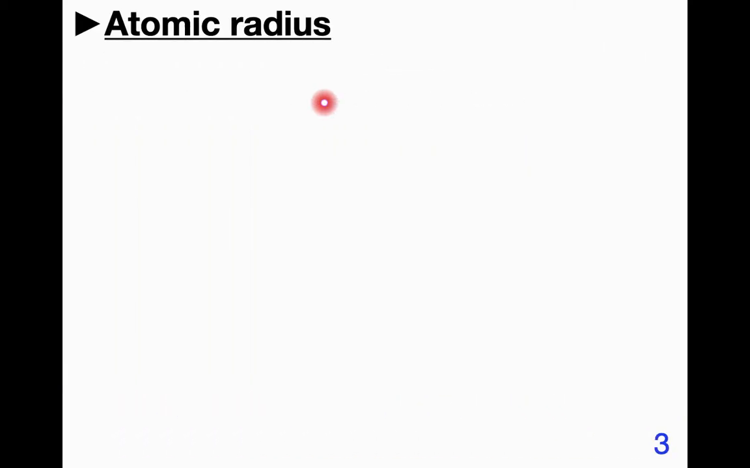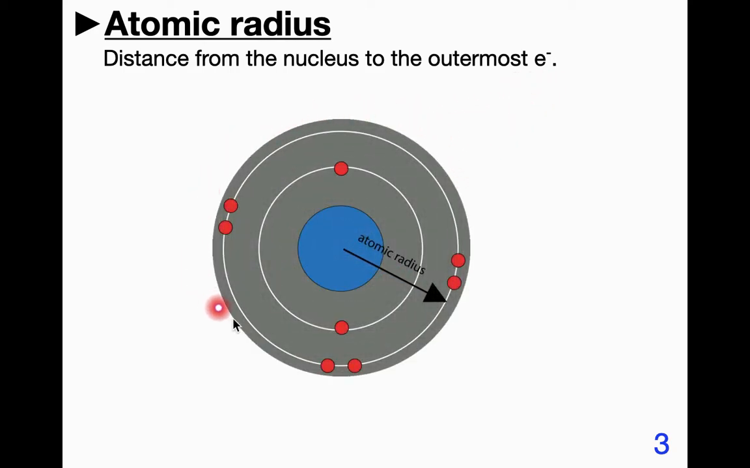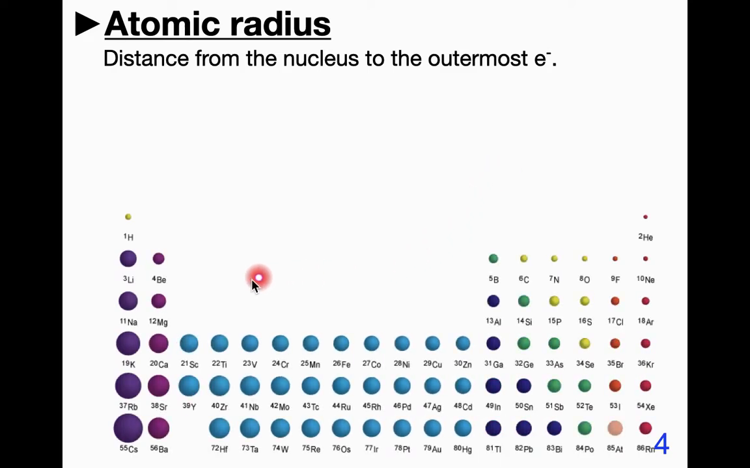All right, first, atomic radius: the distance from the nucleus to the outermost electron. So you can just draw a simplistic diagram here, from the center, the nucleus, to the outermost electron, whatever electron that might be. That's the atomic radius. Now, this is the periodic table where we have the relative radius of the atoms as we move around. As you notice, as we go down, the atoms get bigger and bigger, and as we go across, they get smaller and smaller.